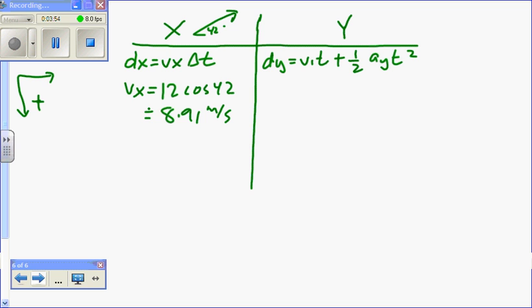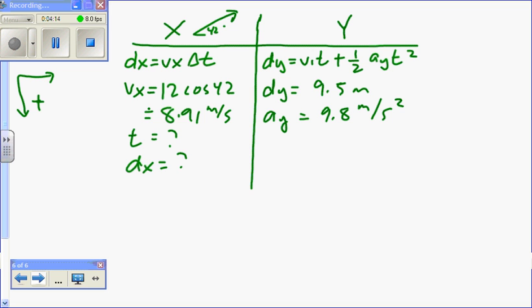And we don't know time in the expression. So we want to find dx, but we don't know time, we don't know dx, so now we're stuck. We can't use the x direction anymore. In the y direction, however, there's lots of information. dy we know is 9.5 meters in the positive direction, ay is 9.8 meters per second squared, and v1y equals negative, because I've called down positive, negative 12 sine 42.